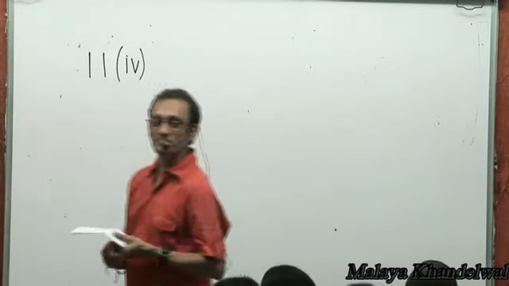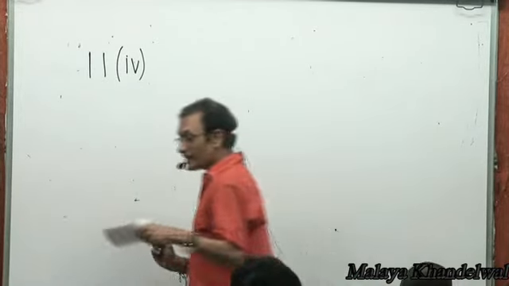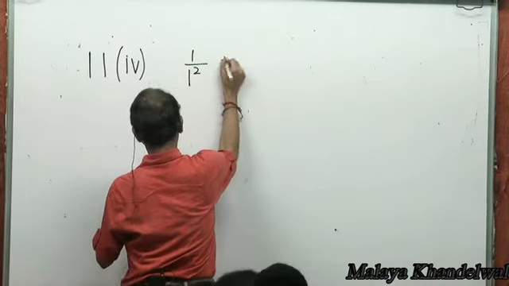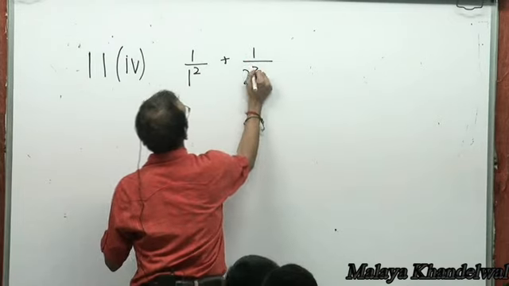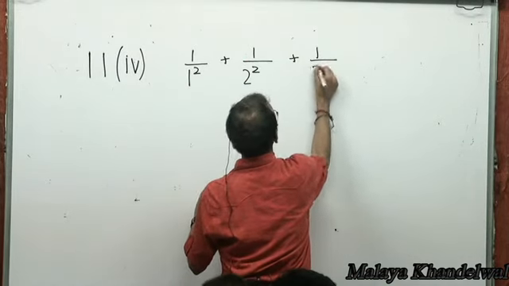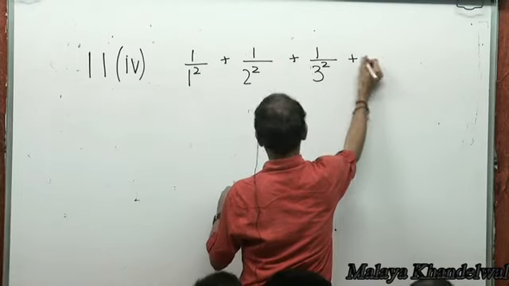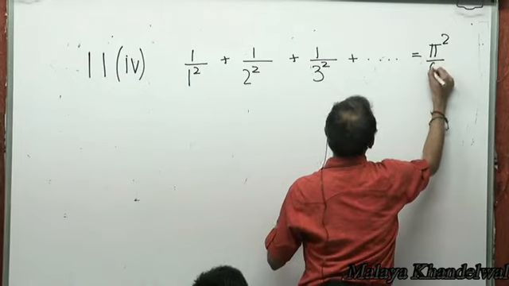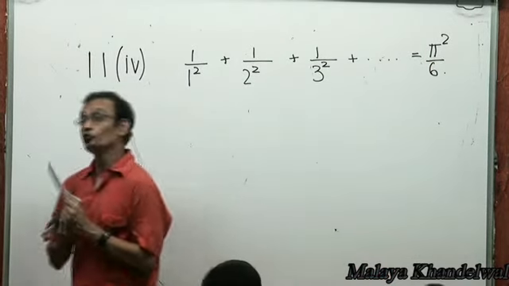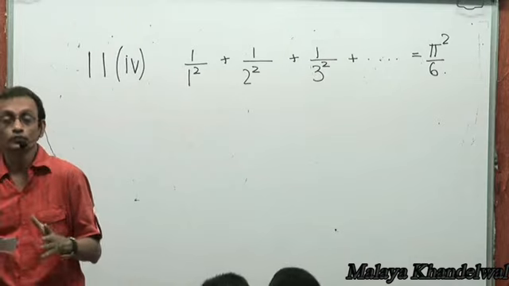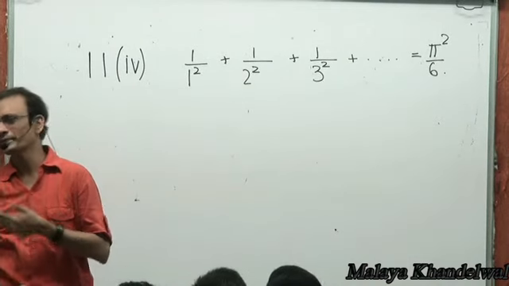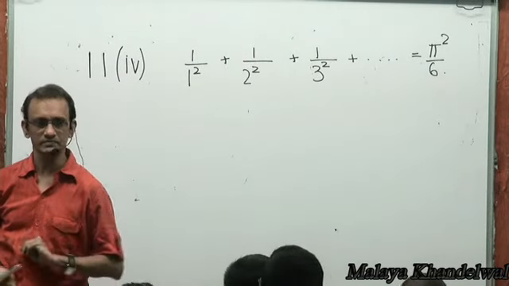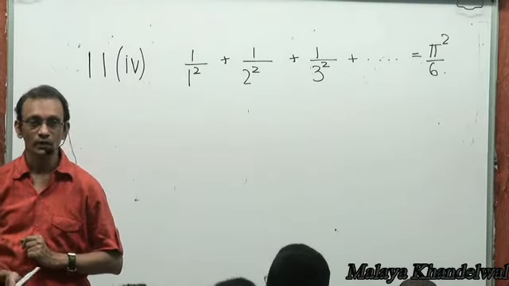So in any case, the next problem is about 1 by 1 squared plus 1 by 2 squared plus 1 by 3 squared adding up to pi squared by 6. That's given. You may not be able to prove this result now. If I explain it to you, you may or may not be able to even understand why so. But let's say, assume this is given.